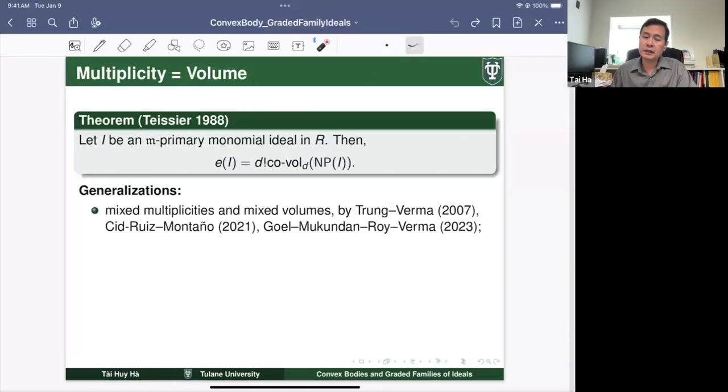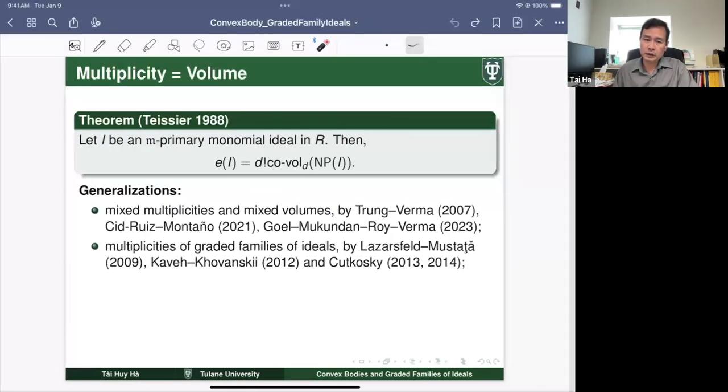So there have been a lot of generalizations of this result in various directions. On one hand, instead of looking at multiplicity and volume, one can look at mixed multiplicity and mixed volume. This has been looked at by Trung and Verma, Cid-Ruiz and Montaño, and Verma and his students and collaborators. Another direction is to look at the multiplicity of a graded family of ideals, not necessarily just powers of an ideal. This has been looked at by Lazarsfeld-Mustață, Kaveh-Khovanskii, and Cutkosky.